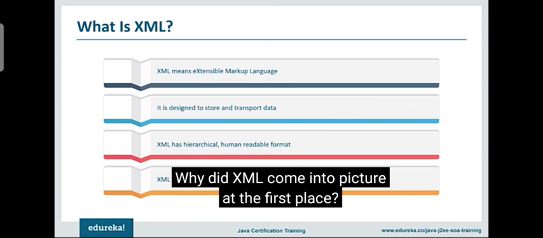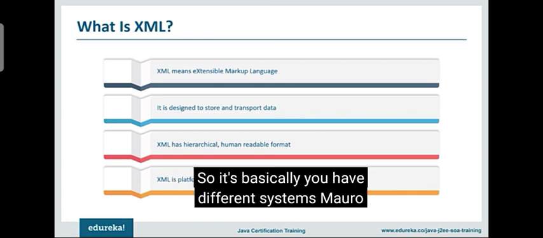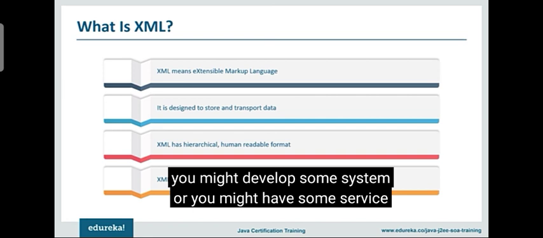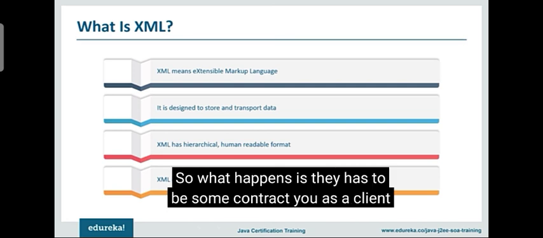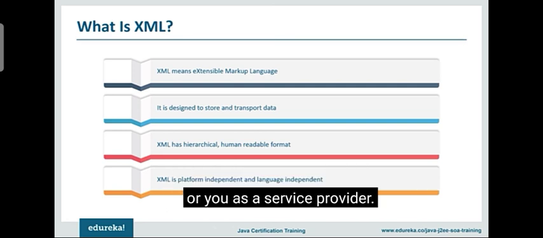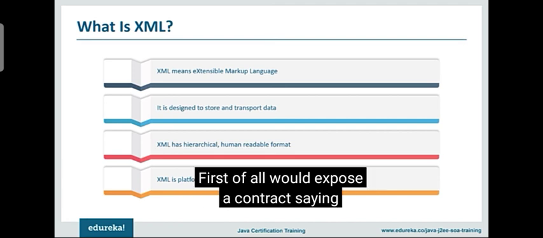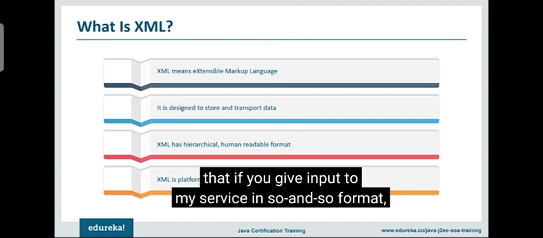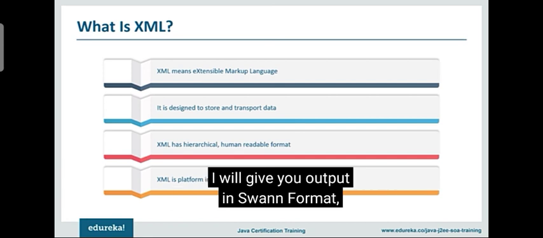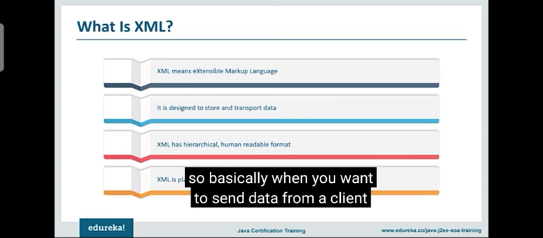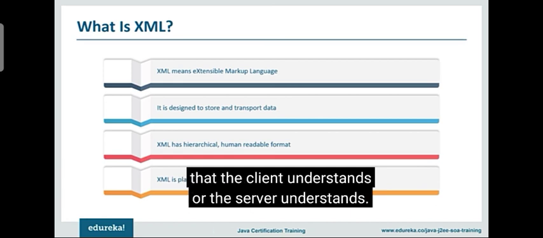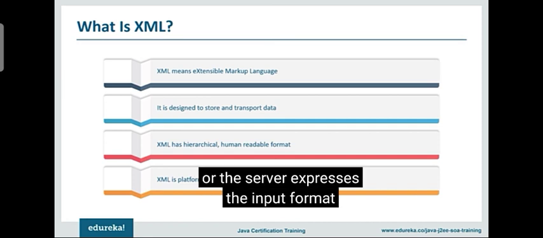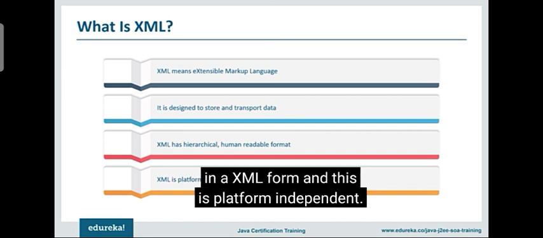Why did XML come into the picture in the first place? So basically, you have different systems. Tomorrow you might develop some system or you might have some service that is exposed to the outside world. So there has to be some contract. You as a client or you as a service provider would first of all expose a contract saying that if you give input to my service in so and so format, I'll give you output in so and so format. So when you want to send data from a client to the service, you would send it in a specific format that the client or the server understands. So the server expresses the input format in an XML form.